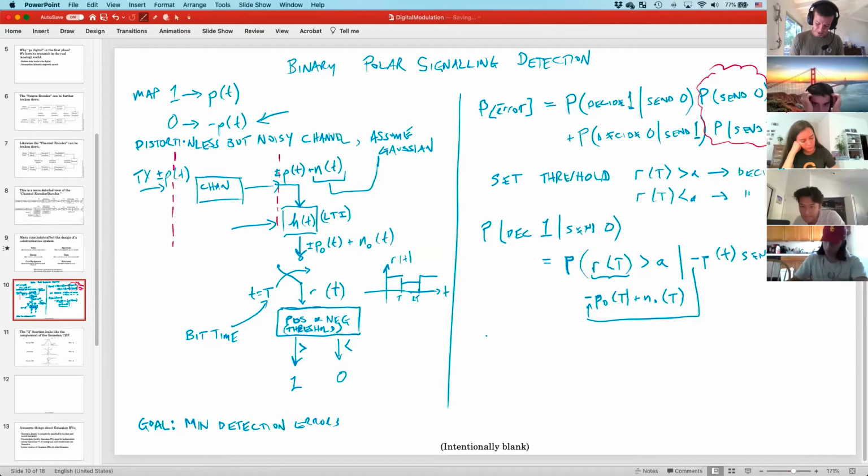So let's see. Actually, why don't you do the following? Tell me, what is an expression for the probability that we decide 0 given a 1 was sent? I'll give you a couple minutes to work that out.